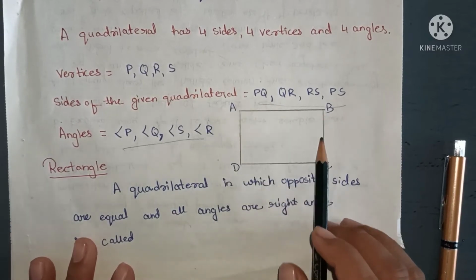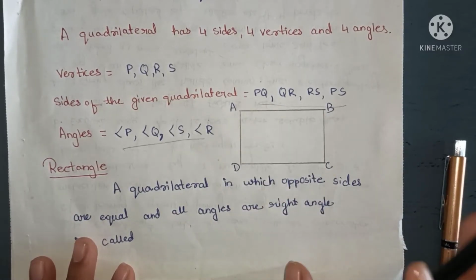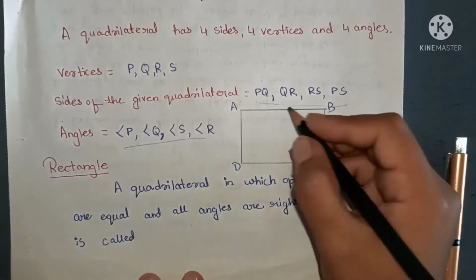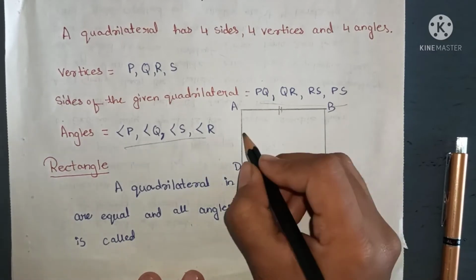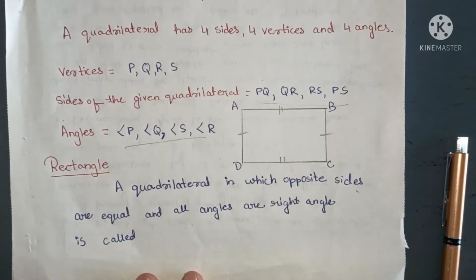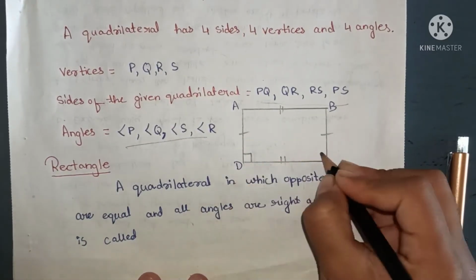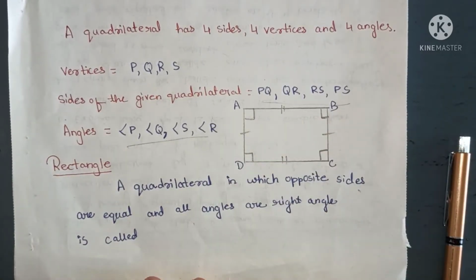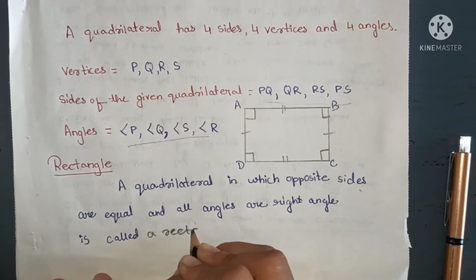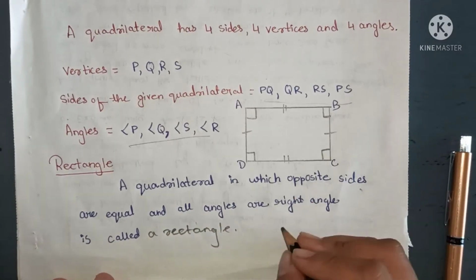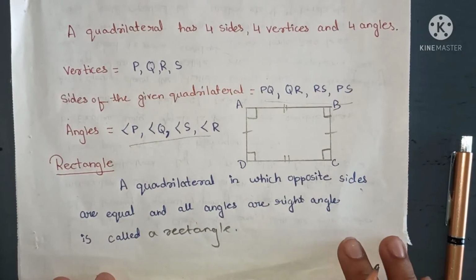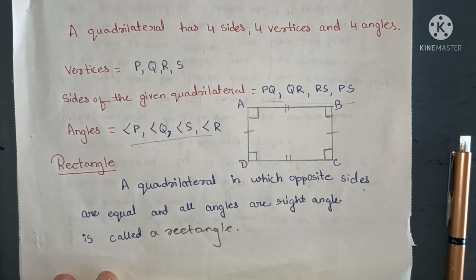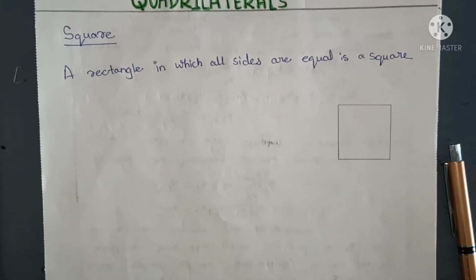Why? Because it is also formed by 4 line segments, right? It is a quadrilateral in which opposite sides are equal. The opposite sides, like AB is equal to CD and AD is equal to BC. And all the angles are right angles. That means the measure of all angles is 90 degrees. It's called a rectangle. Okay? So this is a rectangle. ABCD here is a rectangle. And AB is equal to CD, AD equal to BC. Is it clear?